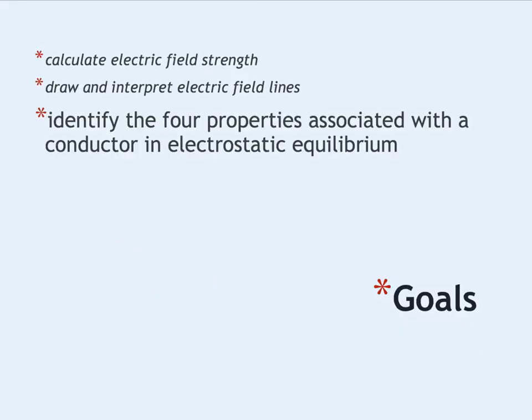So what we're going to do is identify the four properties associated, which means connected, with a conductor in electrostatic equilibrium.